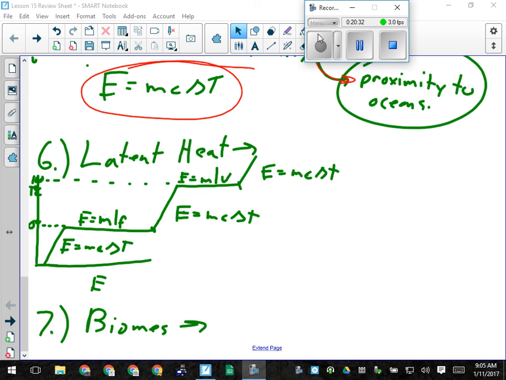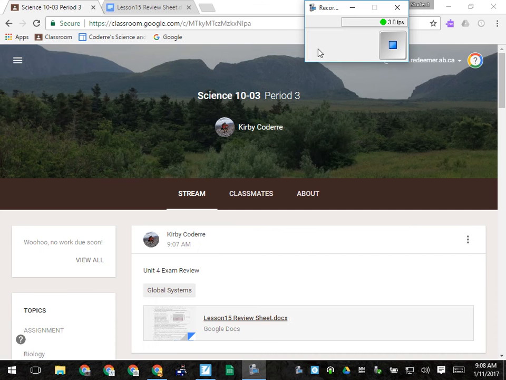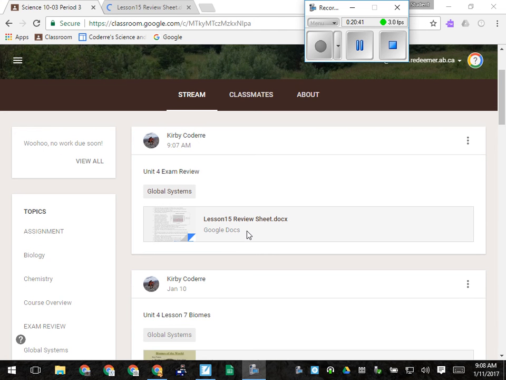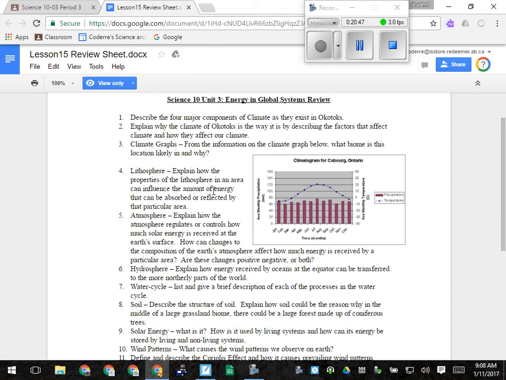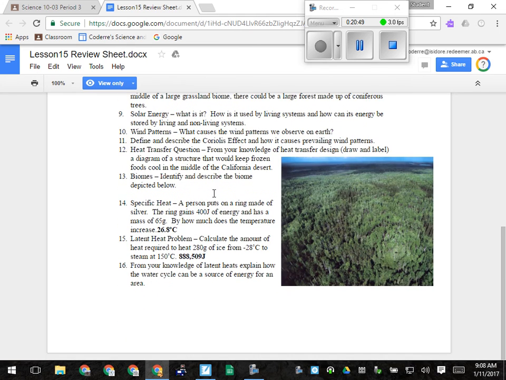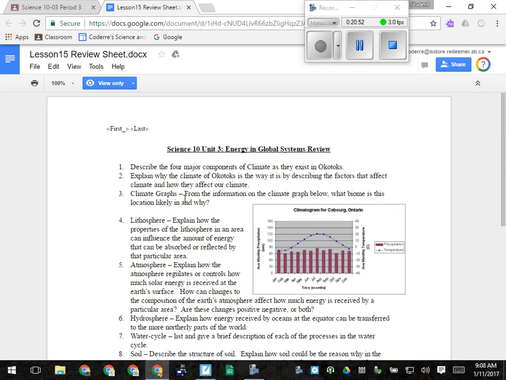So that should give you a pretty good idea of what kinds of things to look for. The review sheet, guys, is posted in the stream for you. Just click on it. It's a Google Doc. It'll open up, and that's what you'll see. There's practice questions, some activities there for you to do that'll help you to prepare.